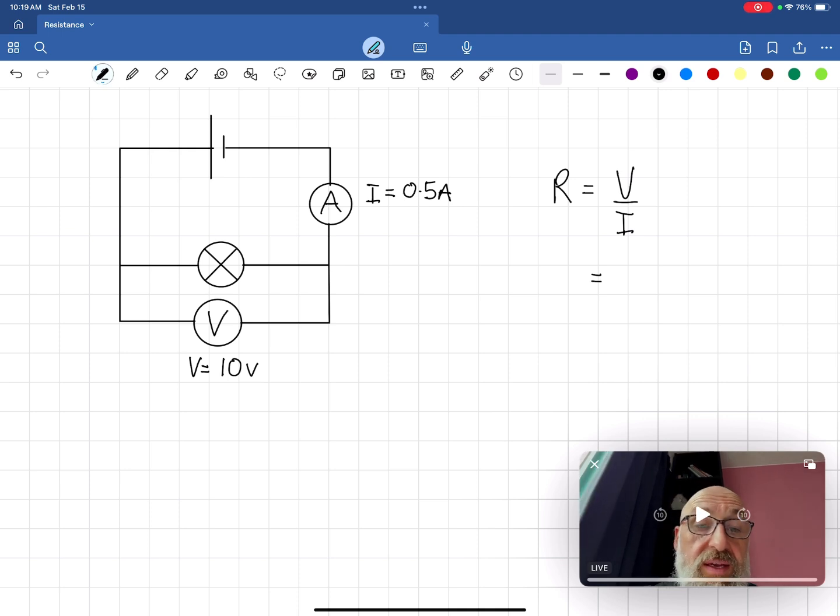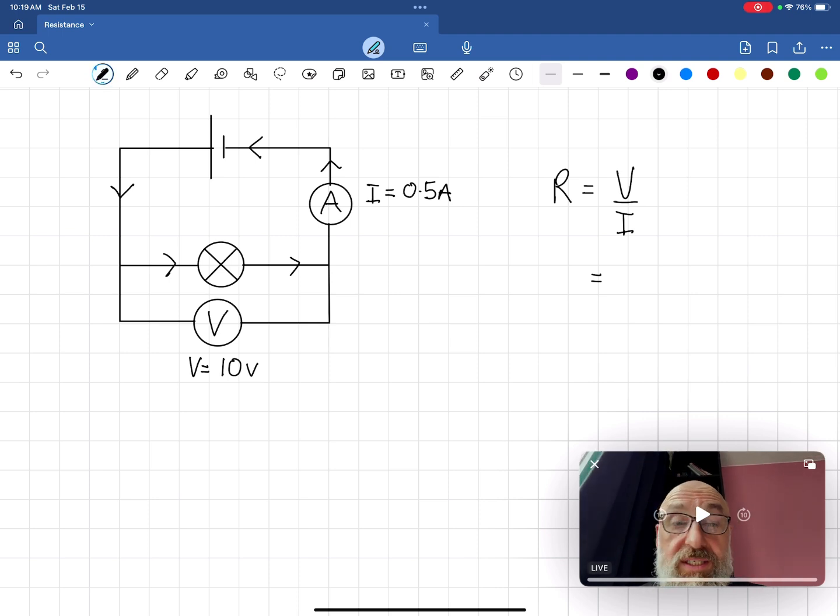So we have a voltmeter, which is across, remember it's across the light bulb there, and that tells us in this case the potential difference is 10 volts. We've got an ammeter here, which tells us that the current is 0.5 amps. And remember that that is the current passing through it. The current goes around the circuit like this, passes through the bulb, passes through the ammeter, and comes back again.